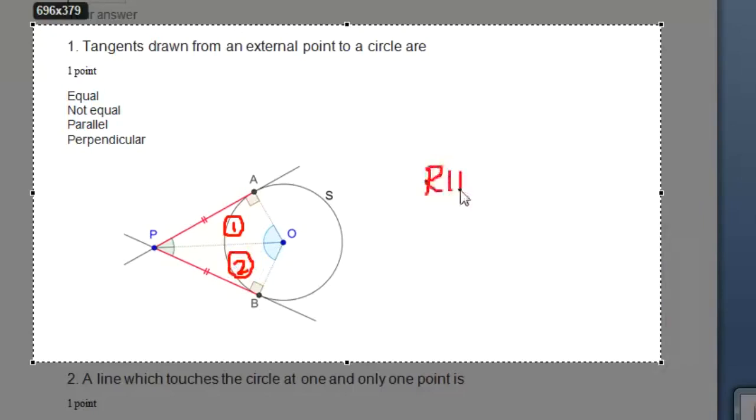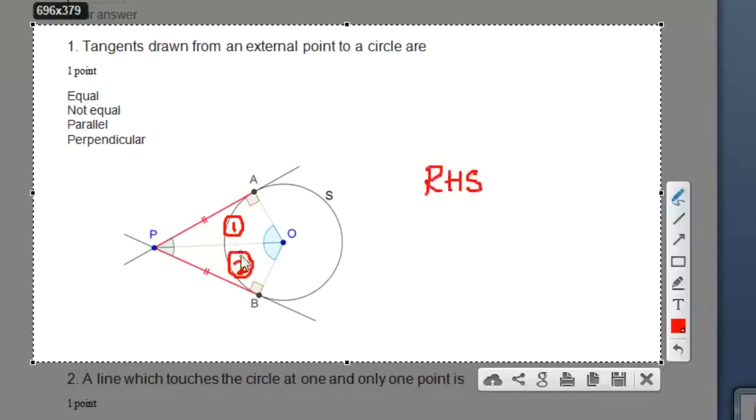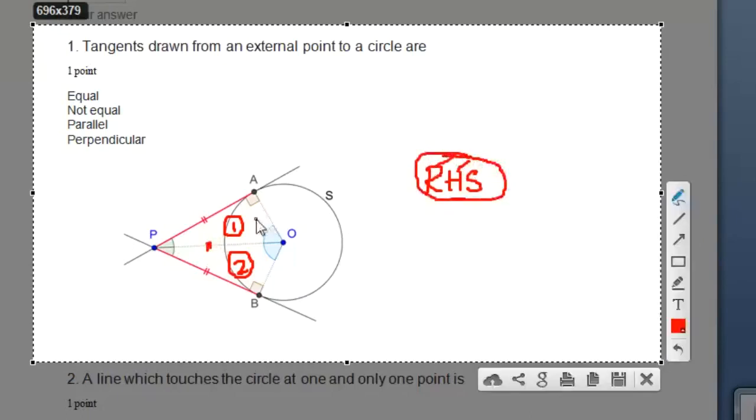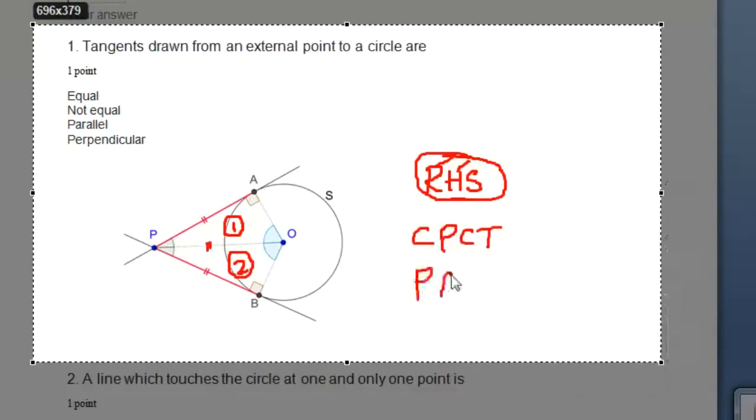According to RHS congruency, these two triangles are equal. R means right angle. Angle A and angle B are equal in these two triangles. PA and PB are hypotenuse in these two triangles, and side PO is a side which is common to two triangles. So according to RHS congruency, these two triangles are congruent to each other. As per CPCT, I can write PA and PB are equal.